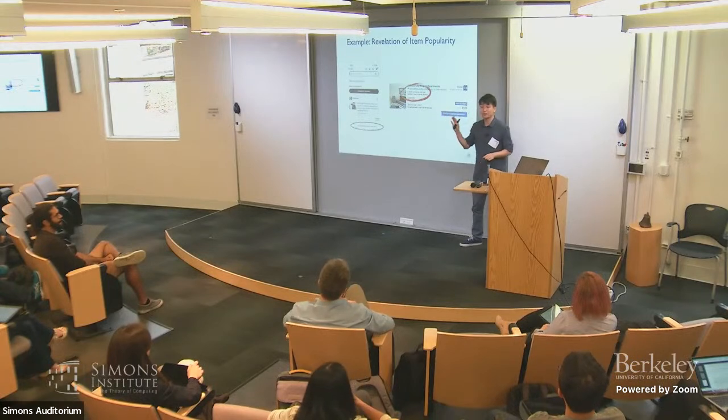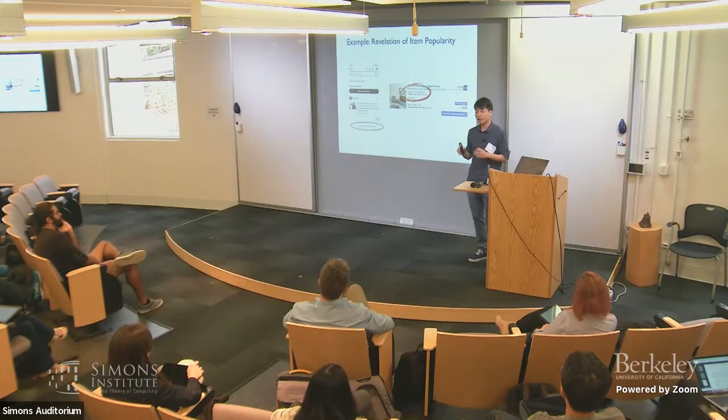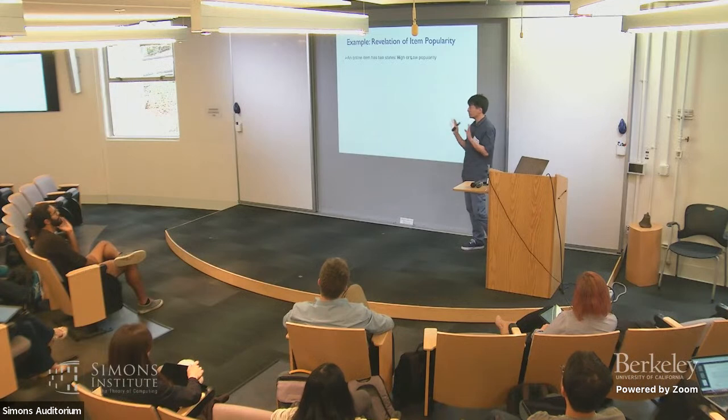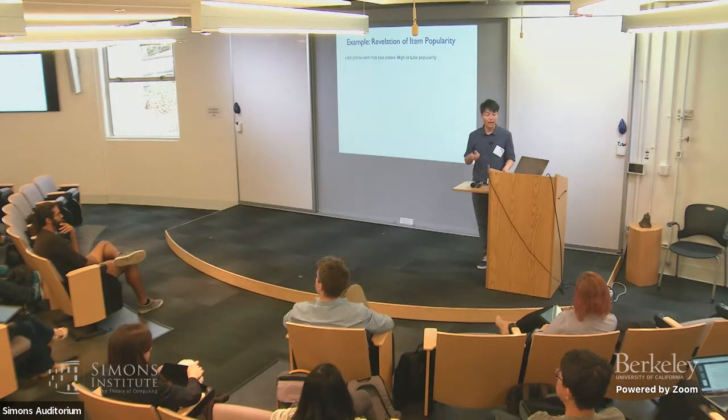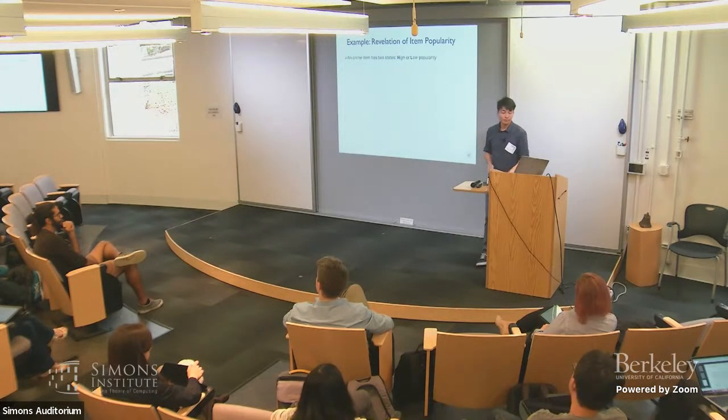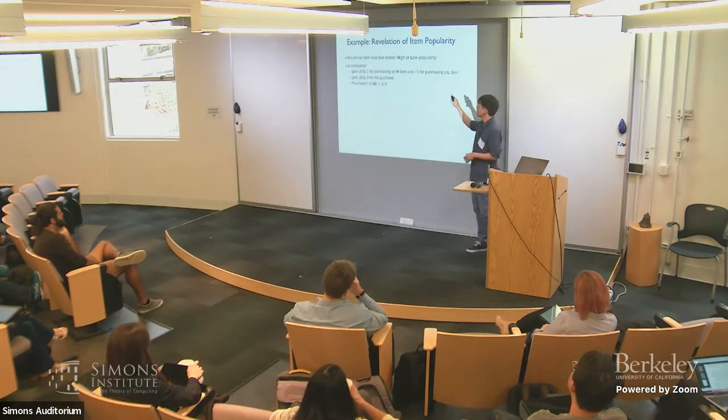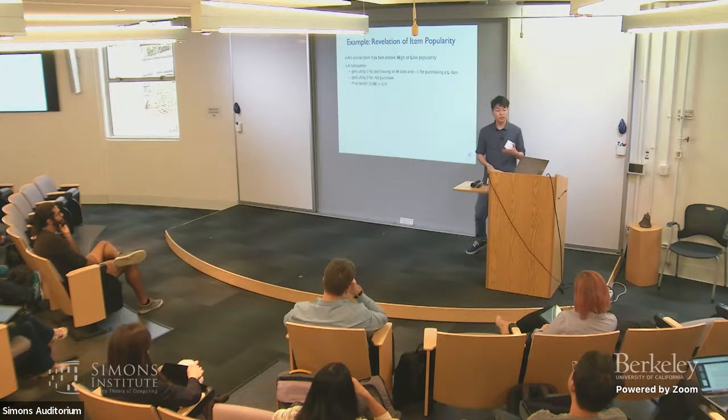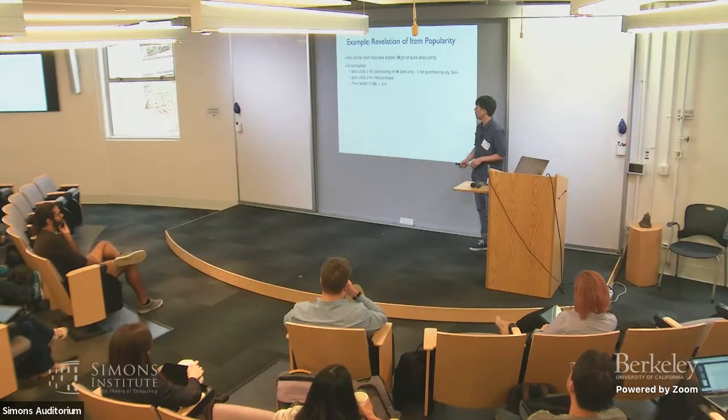What I'm going to do next is concretize this example with some simple math, okay? For simplicity, let's assume there's an online item that has two states, either high popularity or low popularity. A consumer interested in this item gets utility 2 for purchasing a high popularity item, or negative 1 for purchasing a low popularity item. You can choose not to purchase anything, and in this case, you get utility 0.